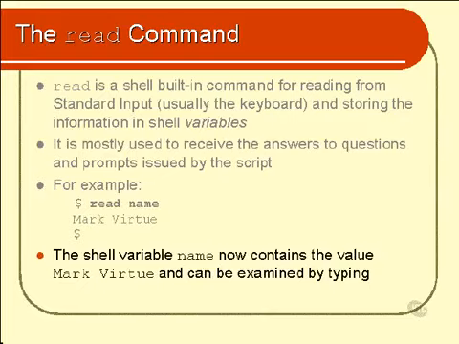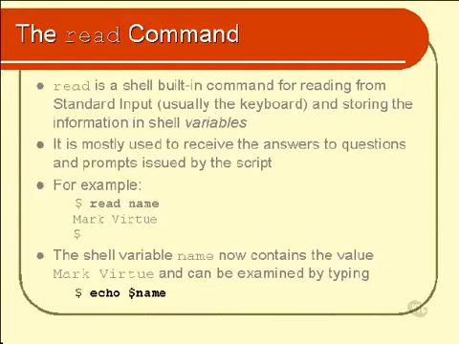But the clever part is that you now have a variable called name, and that variable contains the value that you typed, in this case Mark Virtue. If you ever want to see the contents of that variable displayed on the screen again, you can see them by typing in echo and then a $ sign and then name, which of course goes back to our echo command. Notice that you have to use a $ sign if you ever want to extract the contents of a variable. We'll cover that in more detail later, just memorize it for now.